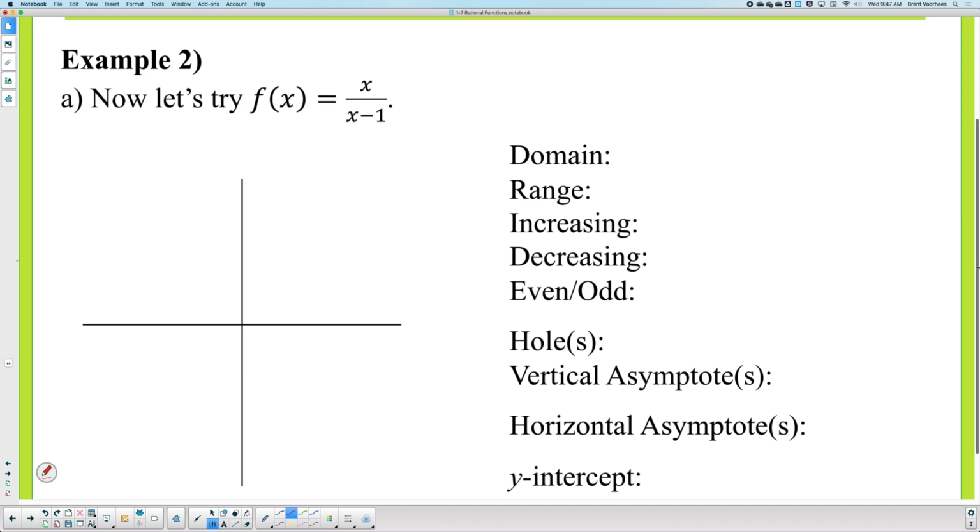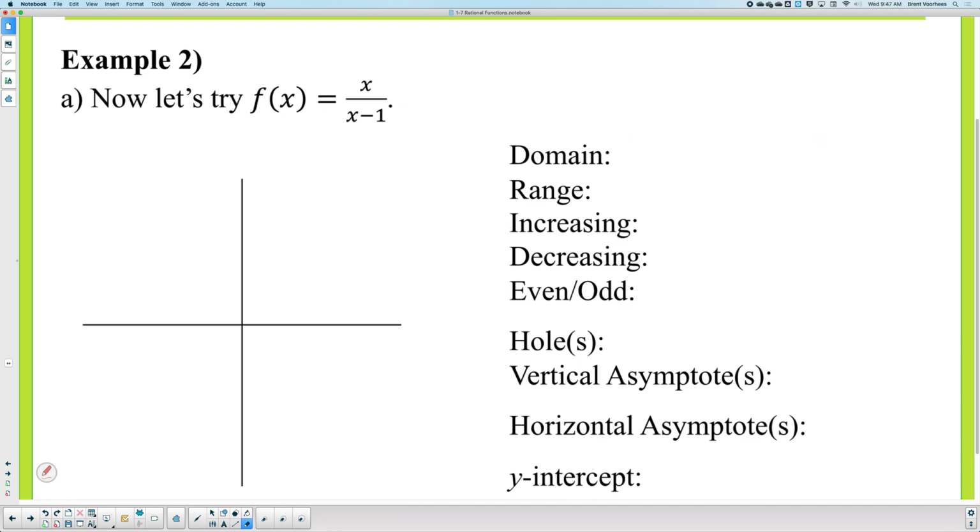Can I simplify mathematically and say this? Cancel, cancel. It's just 1 over negative 1 or 0 over negative 1. Would that work? No. Let's think about it.